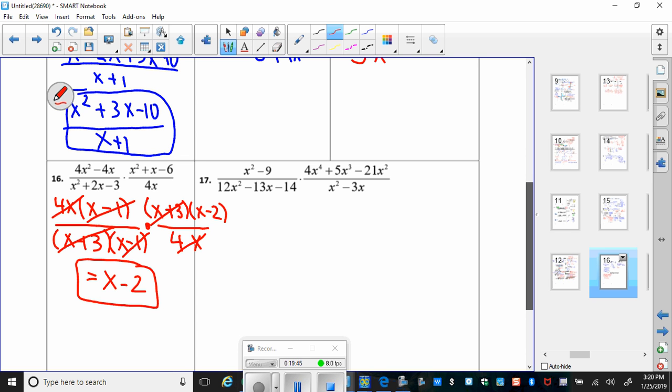So if you can get to the point where you're factoring, everything is smooth sailing, sort of, from there, okay? So number 17, we're going to factor this first. It's a difference of 2 squares, so x plus 3 times x minus 3.